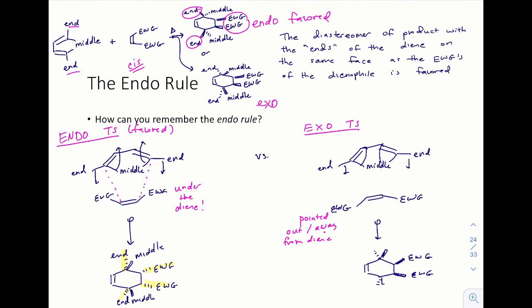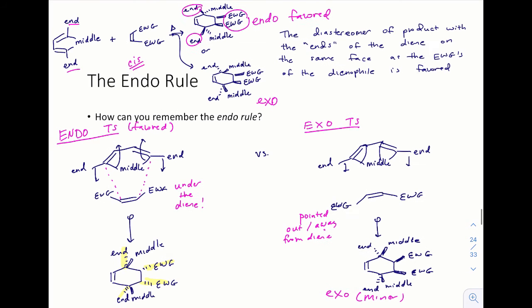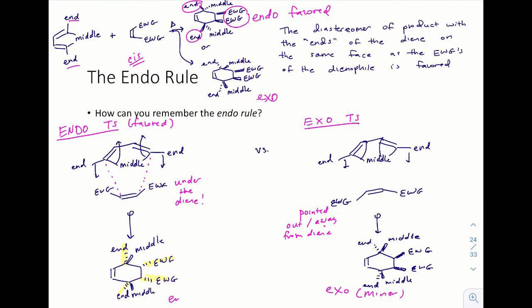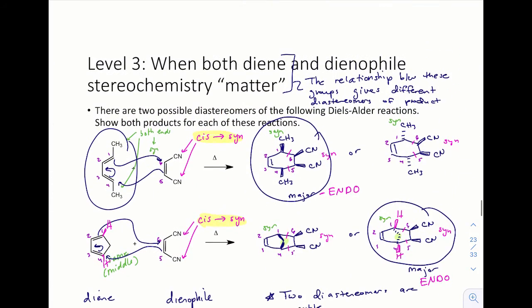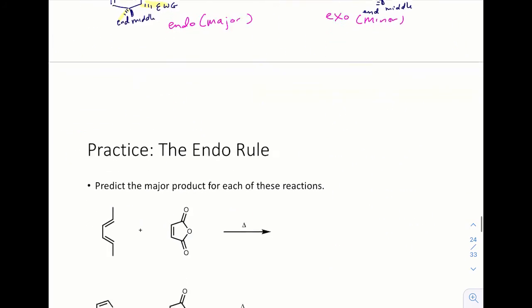And they would be on the opposite side as the substituents that were on the end of the diene. Right, so this would be the exo product, and it is typically the minor product when you can actually tell the difference. And like I said, you will not have to think about the endo rule for all Diels-Alder reactions. We haven't thought about it at all until I gave you these examples. So don't panic, you can do it.